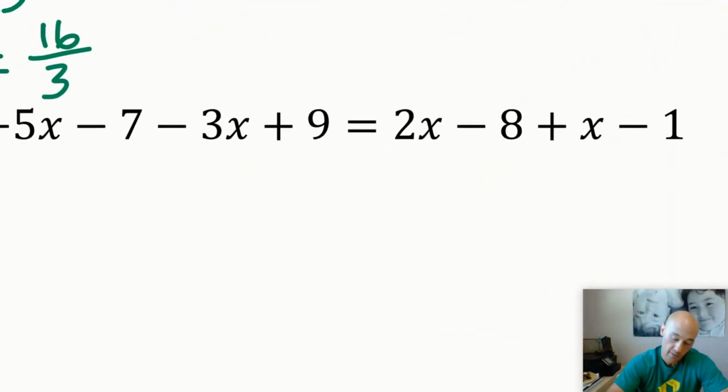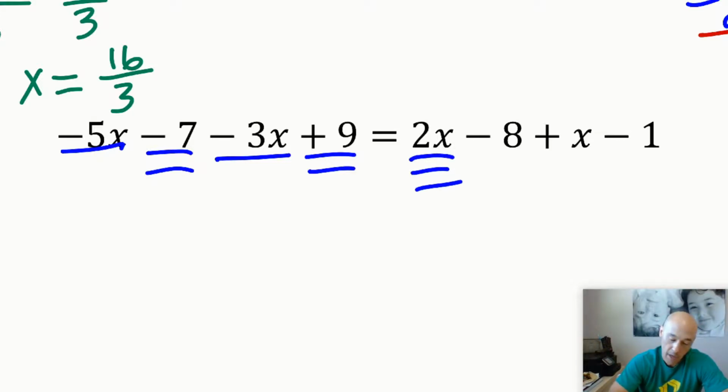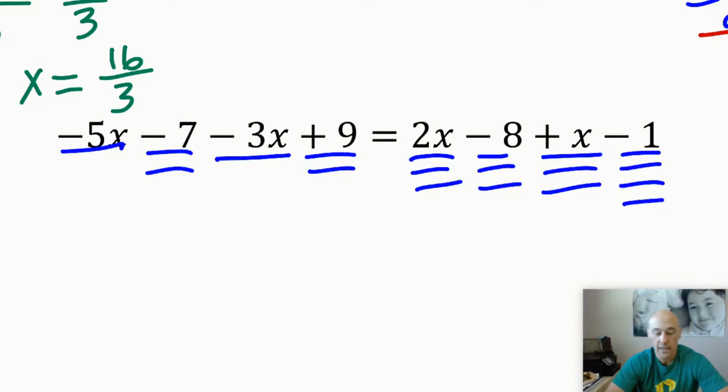On this last one, we're going to have to do some of both. This is a real long one. Something that's useful here is to note that I can combine the negative 5x and the negative 3x. I can combine the negative 7 and the positive 9. I can combine the 2x with the positive x, and I can combine the negative 8 with the negative 1. Notice I used different numbers of underlines to indicate what will be combined. So the negative 5x minus 3x is negative 8x.